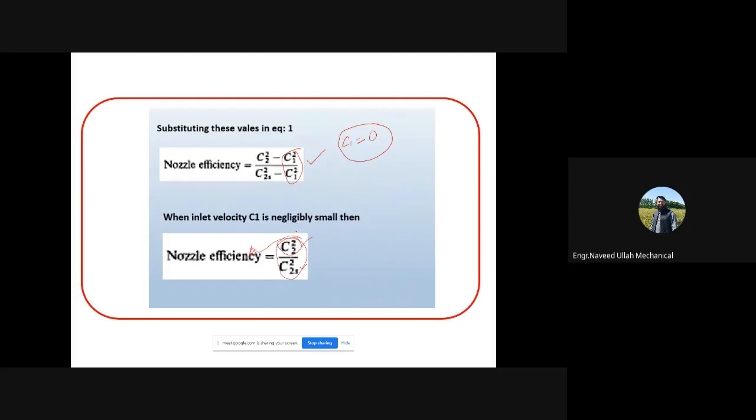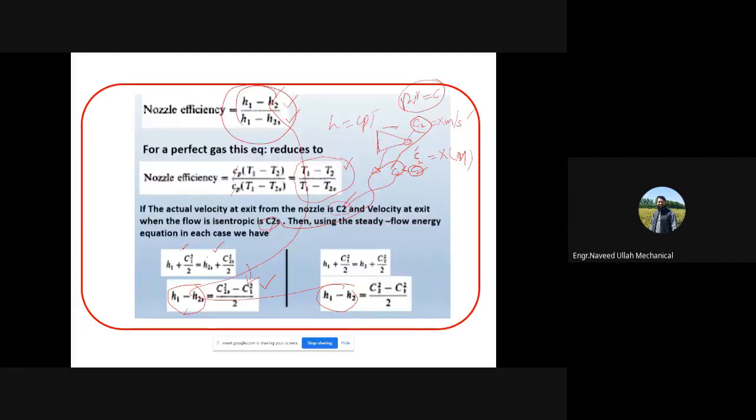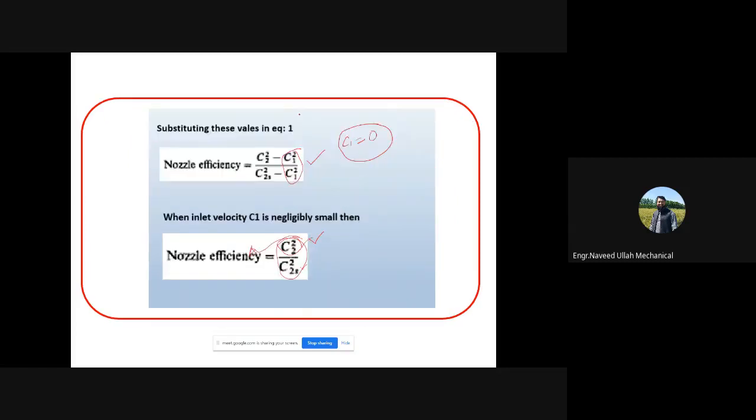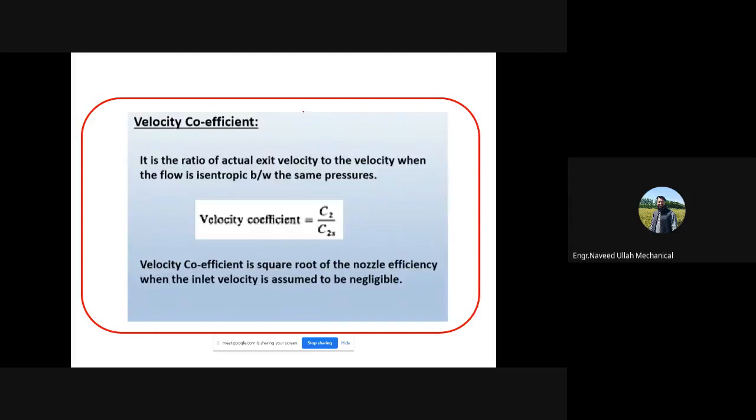So agar aapke paas velocities available here, you can make the velocities known easily. You can use this relationship if somehow with the use of thermocouple, etc., you can find out the temperatures easily. And somehow, if you can get the enthalpies easily, you can use these relationships. So this gives you a flexibility.